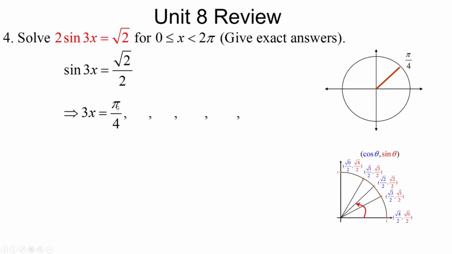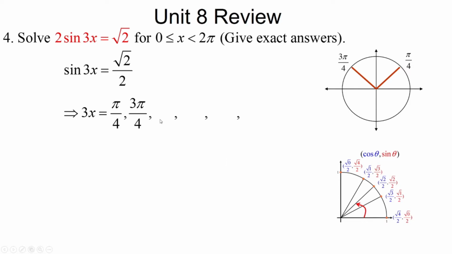Now, in what other quadrant is sine positive? And that would be quadrant 2. So let's reflect this ray in the y-axis to get this ray. And that would be another multiple of pi over 4. So 1 pi over 4, 2 pi over 4. That would be 3 pi over 4.